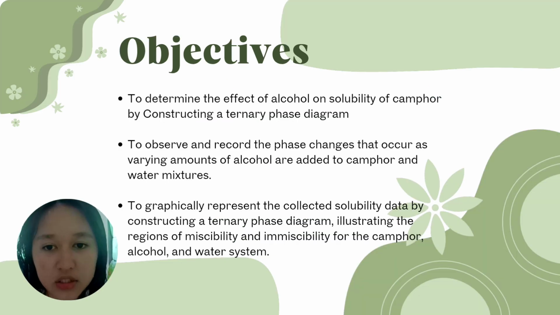The objectives are to determine the effects of alcohol on the solubility of camphor by constructing a ternary phase diagram, and to observe and record the phase changes that occur as varying amounts of alcohol are added to a camphor and water mixture, and to graphically represent the collected solubility data by constructing a ternary phase diagram and illustrating the regions of miscibility and immiscibility for the camphor, alcohol, and water system.